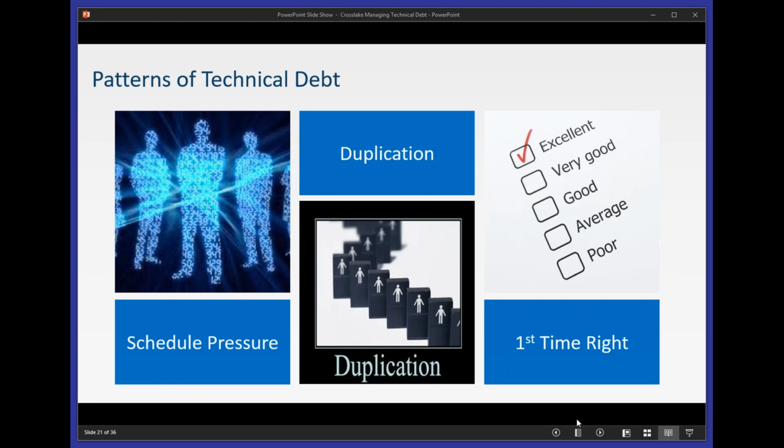Schedule pressure, getting features out. And again, if you can convey it in business terms from an impact and probability perspective, then you can balance the trade-off between schedule pressure and unmanaged technical debt. Duplication is an interesting one that often doesn't get discussed when we talk about technical debt. The duplication of effort, as in shadow IT, is a classic example where the enterprise, from an enterprise architectural perspective, isn't joined up.